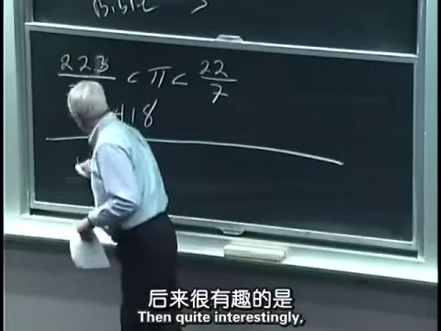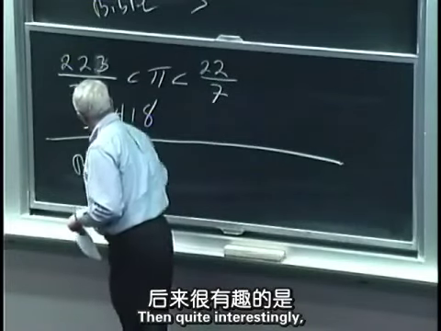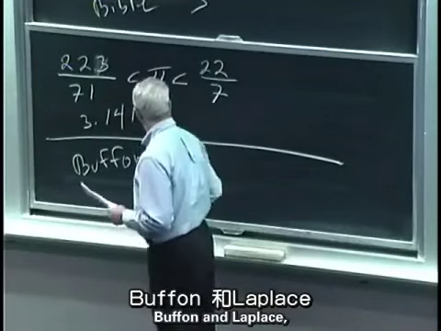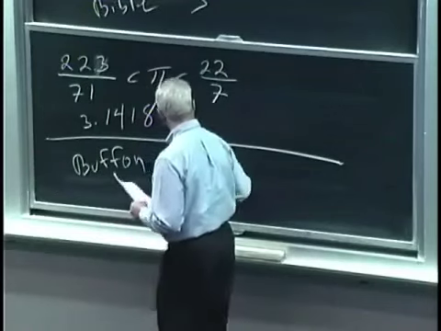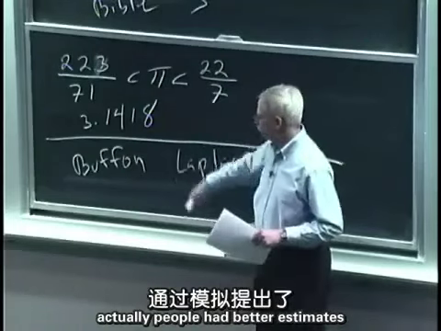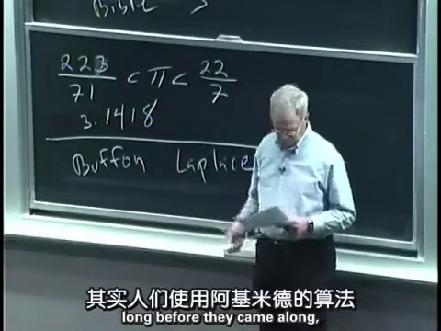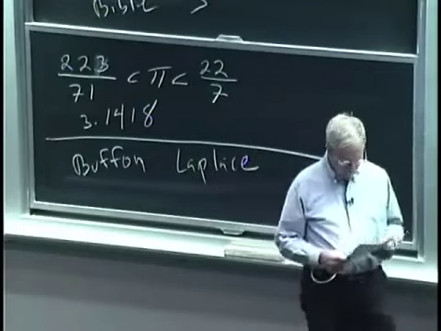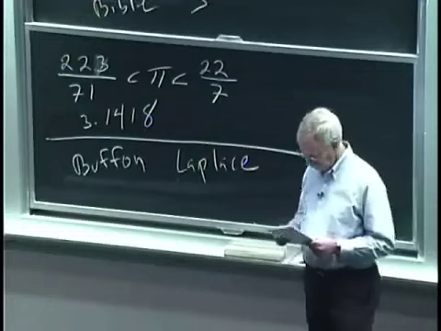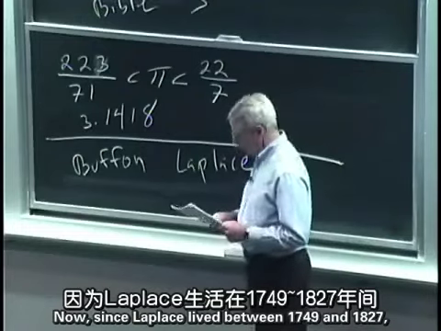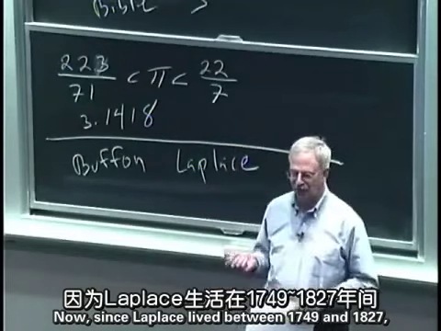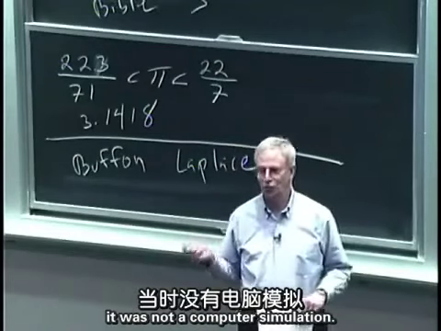Then, quite interestingly, Buffon and Laplace, two great French mathematicians, actually people had better estimates using Archimedes' methods long before they came along, proposed a way to do it using a simulation. Now, since Laplace lived between 1749 and 1827, it was not a computer simulation.